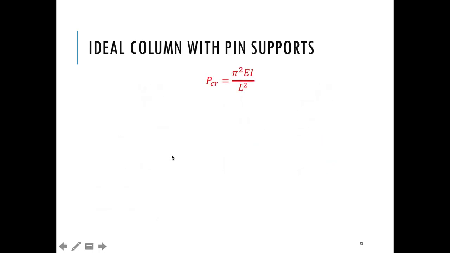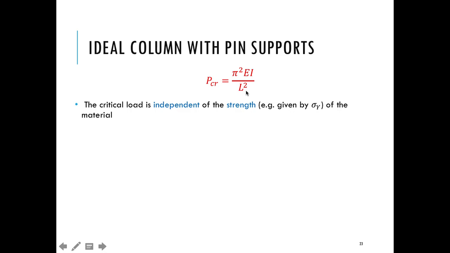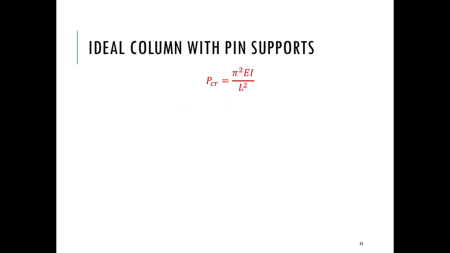Okay. So it's worth mentioning this formula again. So the Euler formula looks like this. PCR is equal to pi squared EI divided by L squared. I would recommend that you commit it to memory because it is just that important. However, for your assessments, you will be provided the formula. Okay, so there are a few other things that we need to consider in this.